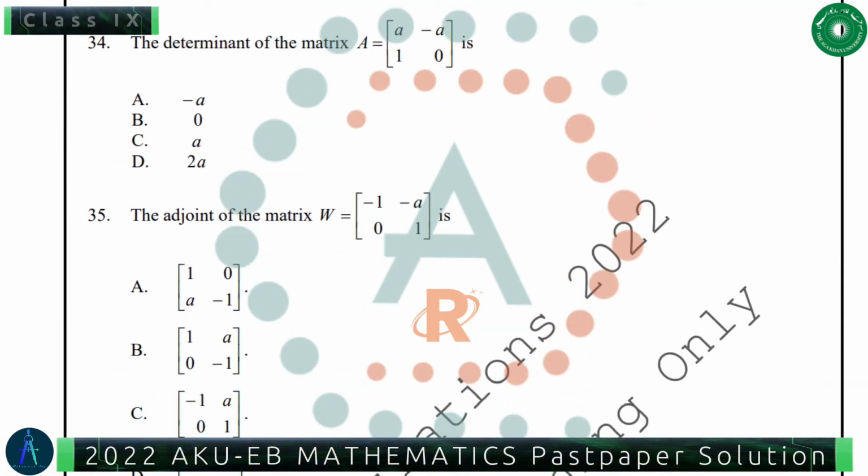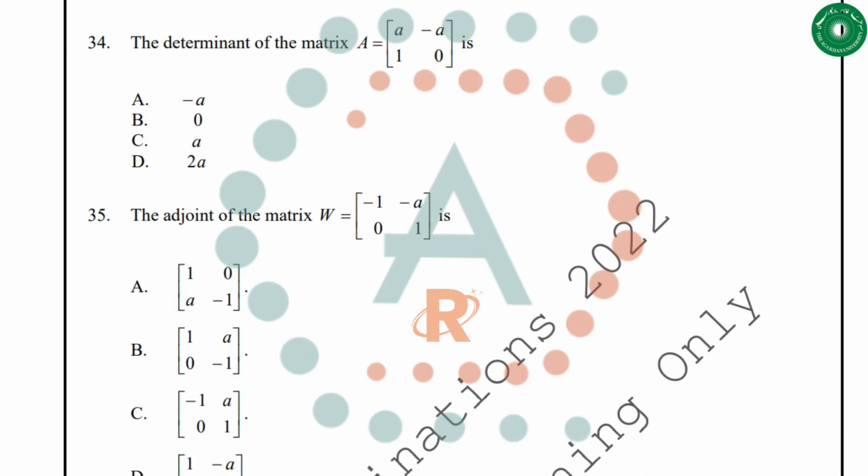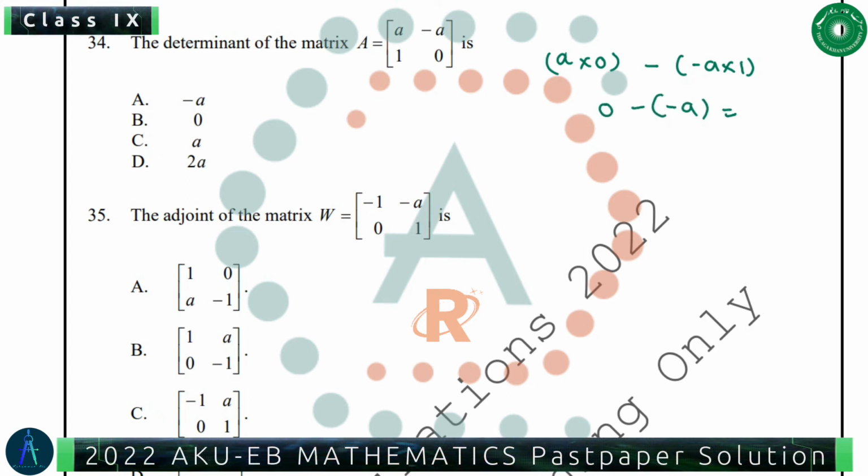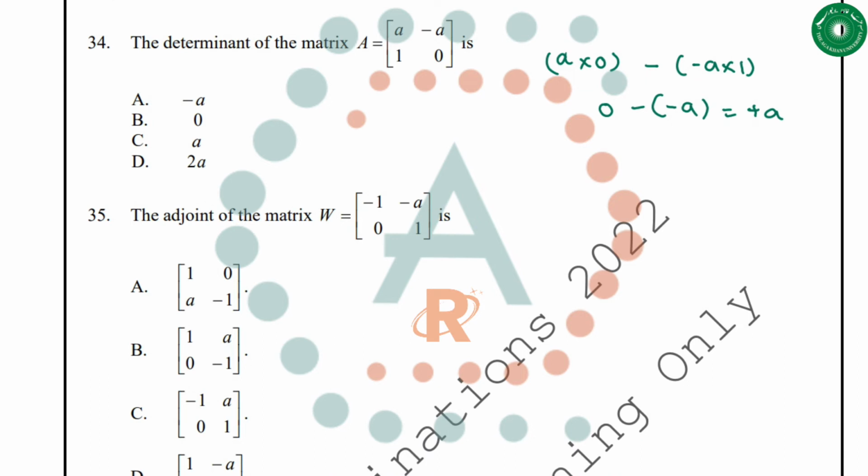Question number 34, the determinant of this matrix. So determinant calculate करते हैं a into 0 and minus a into 1. So a into 0 is 0, minus a, that is equal to plus a. So the correct answer is option C.